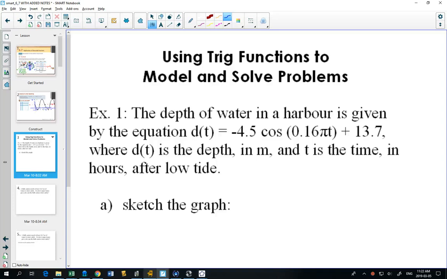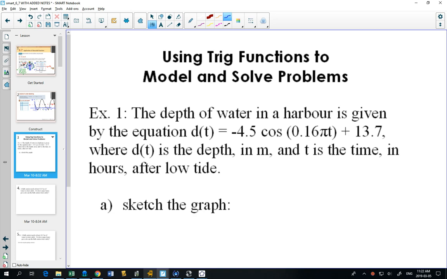We are going to look at a bunch of different word problems and situations where sinusoidal graphs can be used to model. In this question here, it's the depth of water, because tides come in and out. They can be predicted, and so an equation can be made, and these equations are going to be important because the depth of water has implications for ships coming in and things like that.